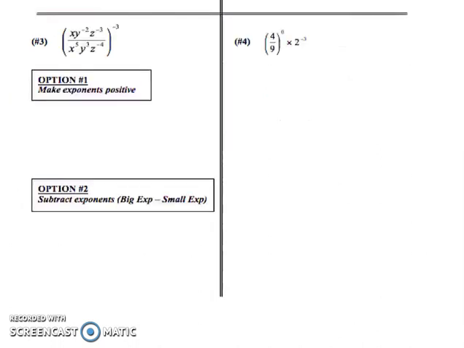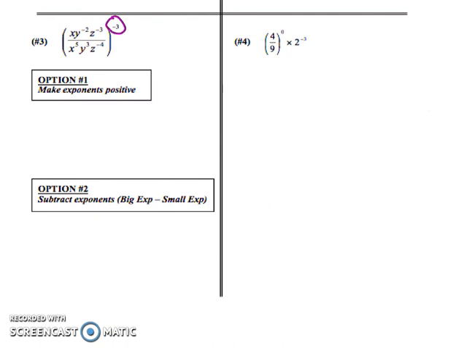Okay, number 3, I'm going to show 2 ways to do this, just in the spirit of showing how with exponent problems, there's more than one way to get to the right answer. It just depends on which order you do your exponent rules in. Okay, so option 1, I'm going to start by making my exponents positive. Okay, so very first thing, I'm going to take care of this negative exponent right here.